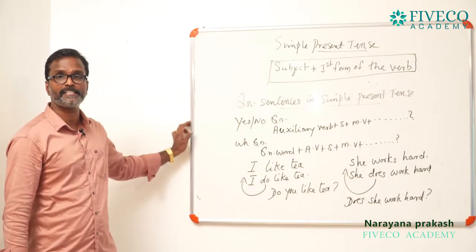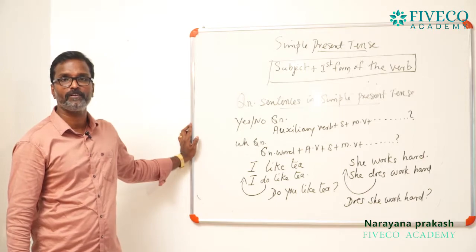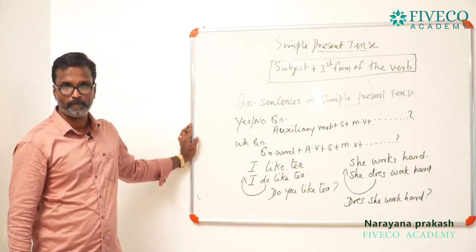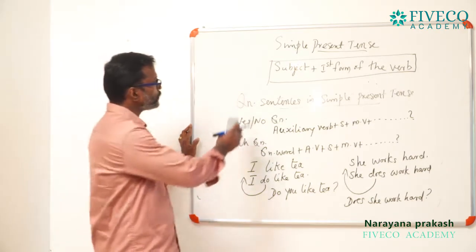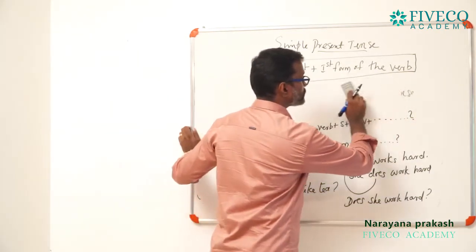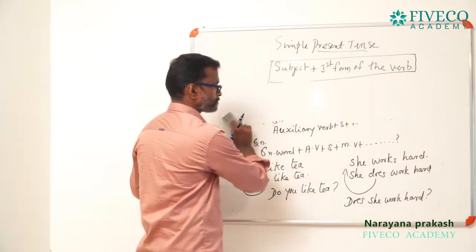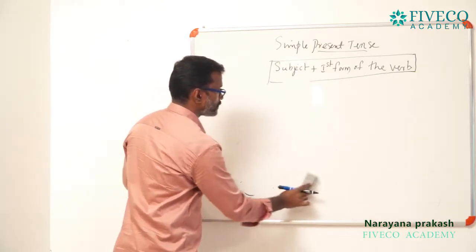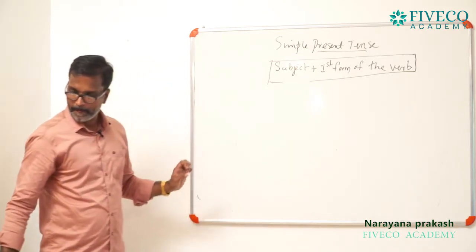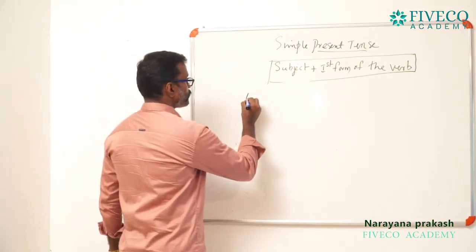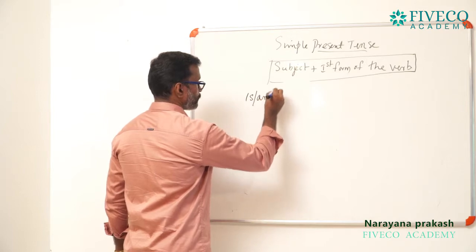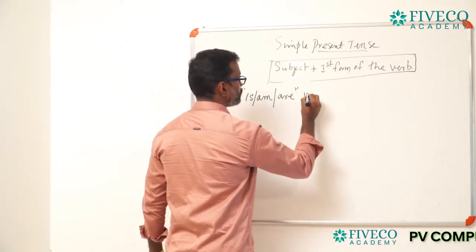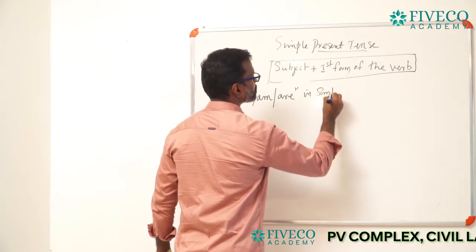I gave you two examples, one example for does and another example for do. And there are some other auxiliary verbs we can use in simple present tense: is or am or are.